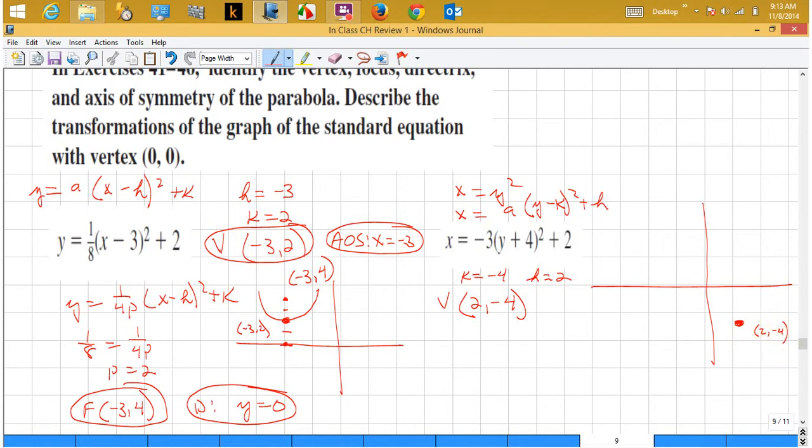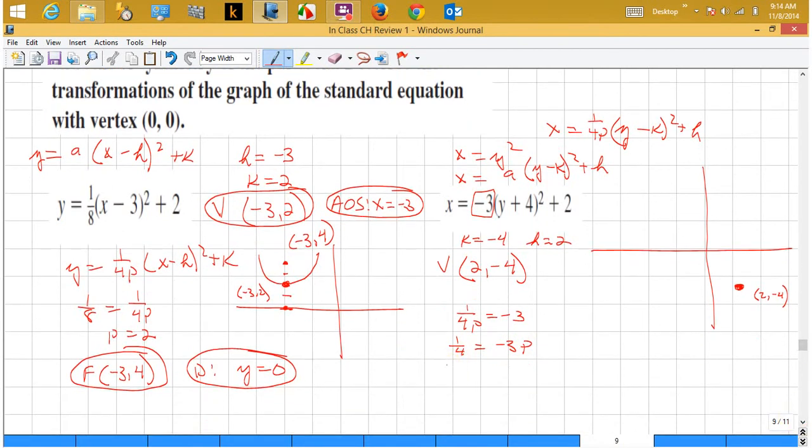And now then let's go ahead and find p. So we know this piece right here is equal to 1 over 4p, because if I wrote it like x is equal to 1 over 4p times (y minus k) squared plus h, 1 over 4p must be equal to the a. So let's set up a little equation. 1 over 4p is equal to negative 3. So moving the p to the right-hand side, I would have 1 over 4 is equal to negative 3p. Now dividing by negative 3 would give me 1 over negative 12 is equal to p.